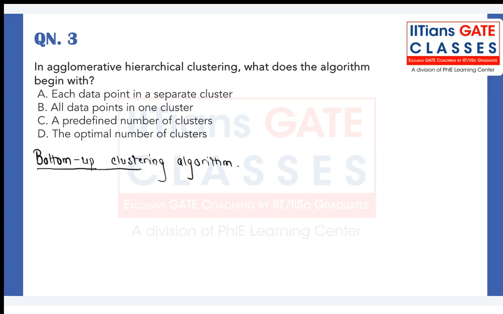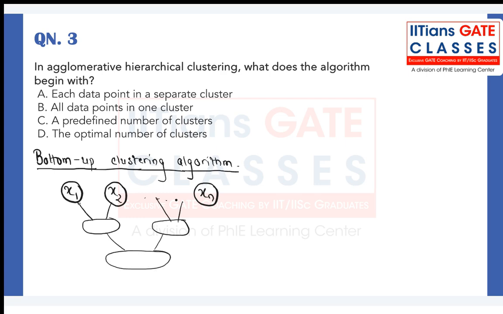So, if you have, let's say, n data points, x1 to xn, all of them belong to a single cluster, and then you take two of the points which are closest to each other and make them a cluster. Then you take the next two closest points, make them a cluster, and like this, your algorithm proceeds till you reach the root node, which contains all your data points. So this is a bottom-up clustering algorithm, and agglomerative hierarchical clustering is one of the examples of a bottom-up clustering algorithm, in which each data point is first assumed to be a separate cluster.